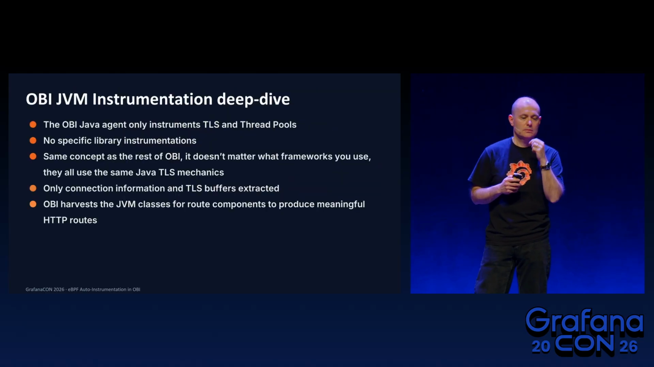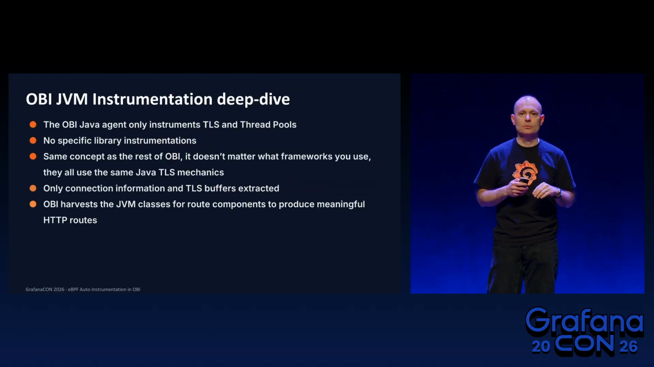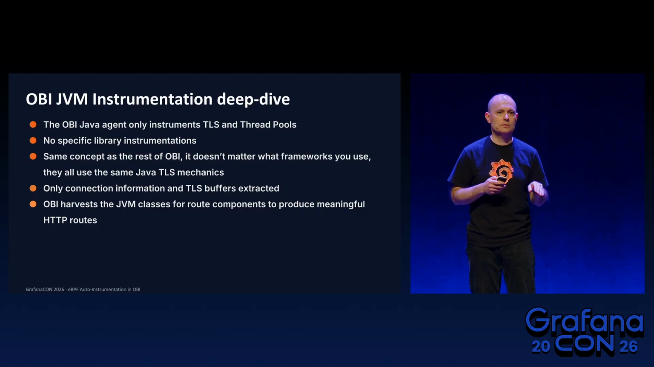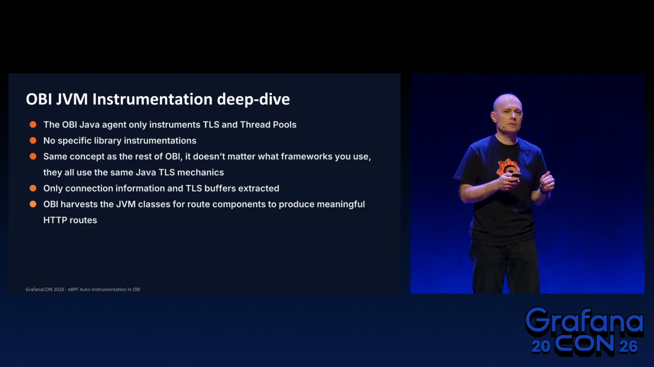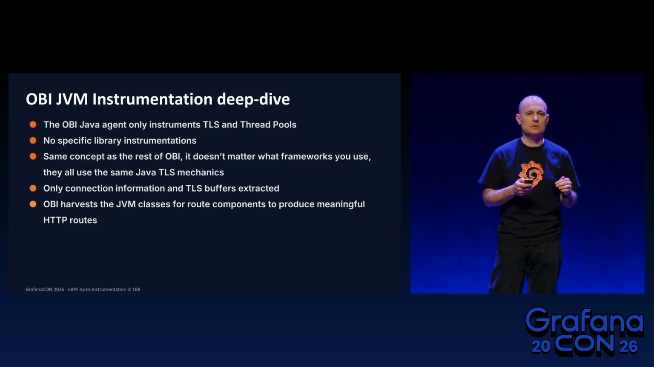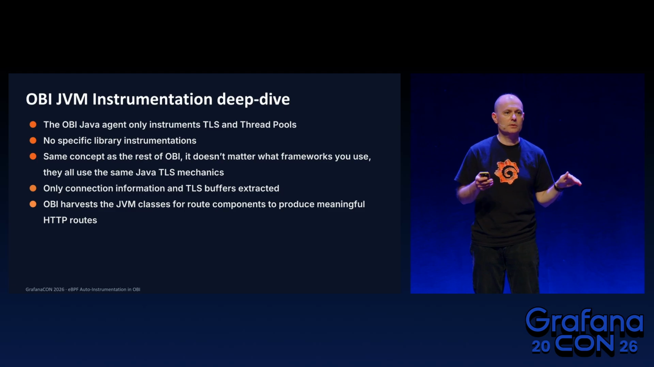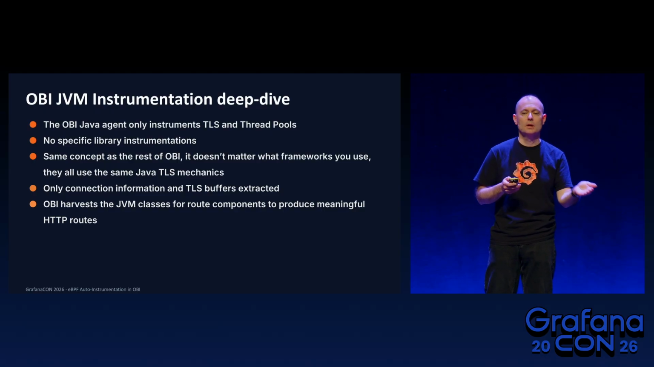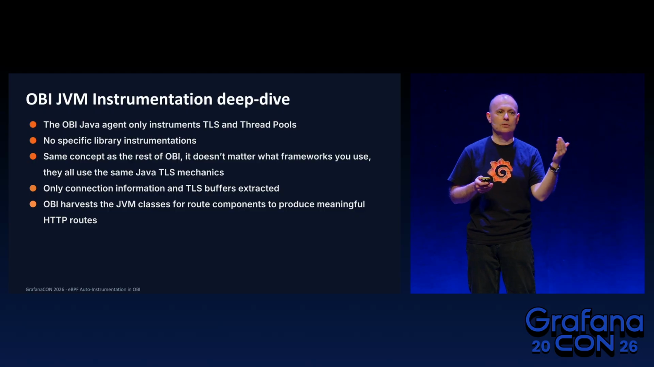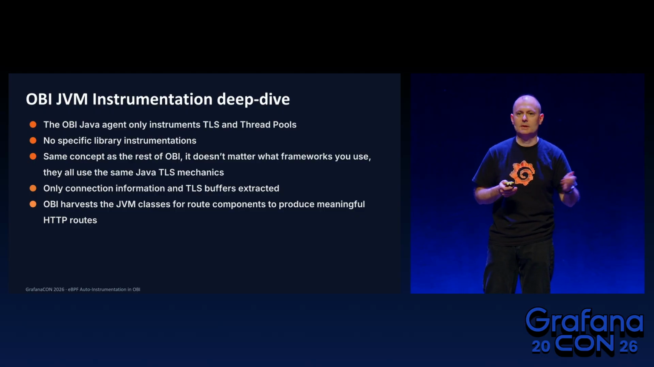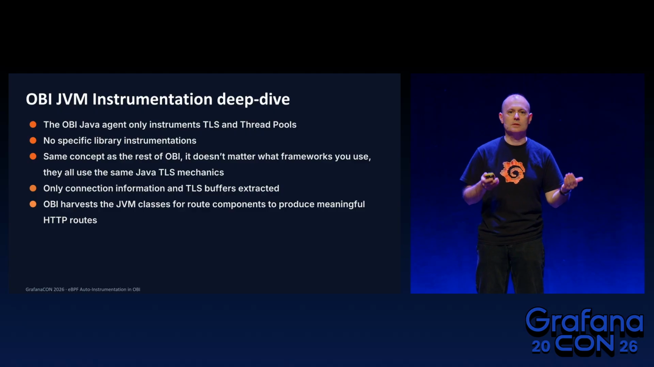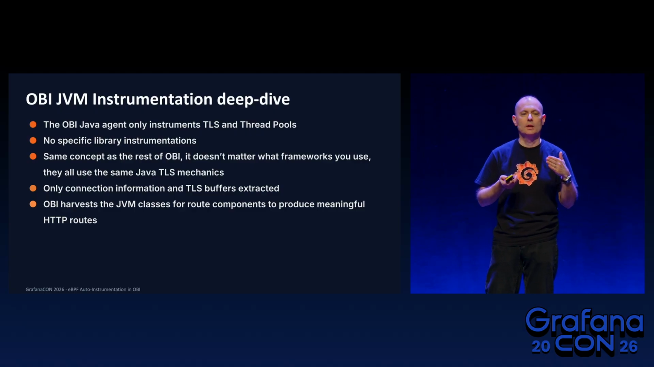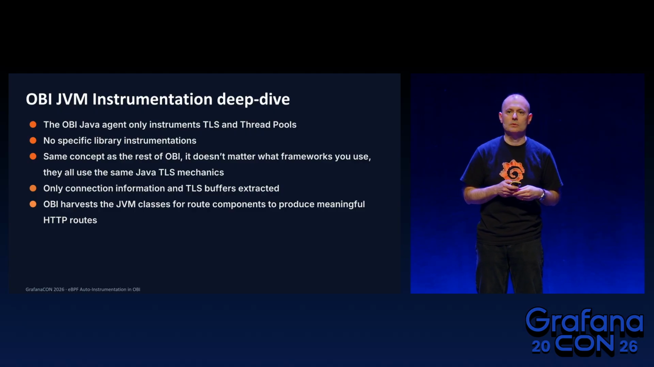So what does this mean? This Java agent only instruments TLS and the thread pools in Java. It's bare bones, doesn't instrument any application libraries. We wanted to keep the same concept as the rest of OpenTelemetry eBPF instrumentation: try to keep it as generic as possible so that we can instrument the world without having to instrument every individual library. It doesn't matter if it's built on top of Spring Boot, or it's using Netty, Reactor, or Apache, something. It doesn't really matter. At the end of the day, it's still HTTPS.